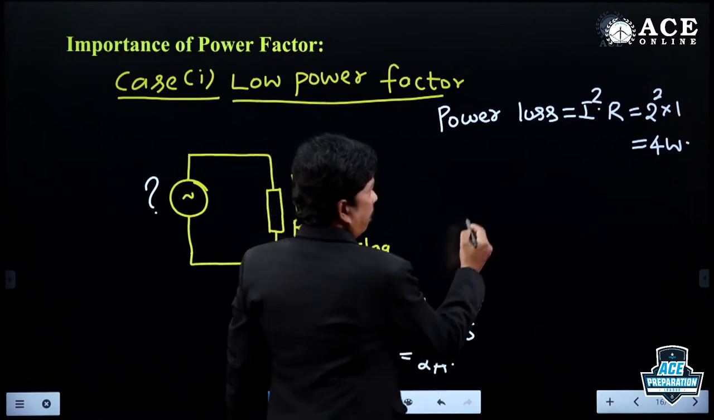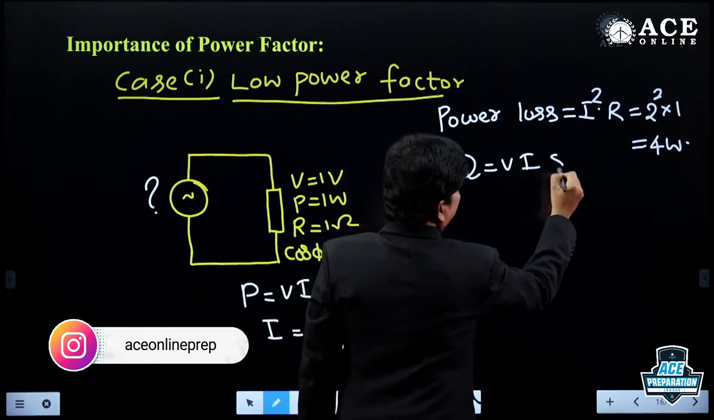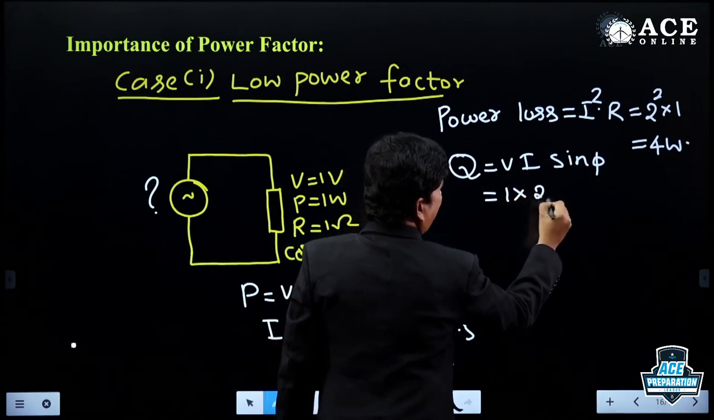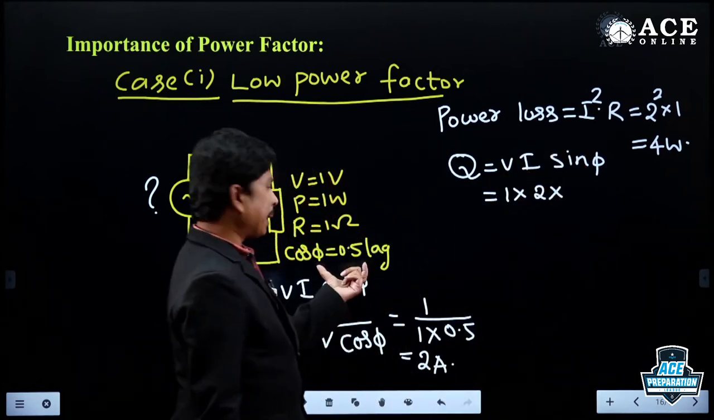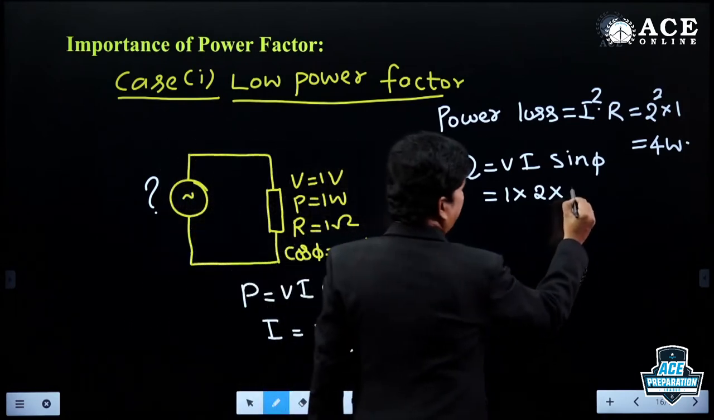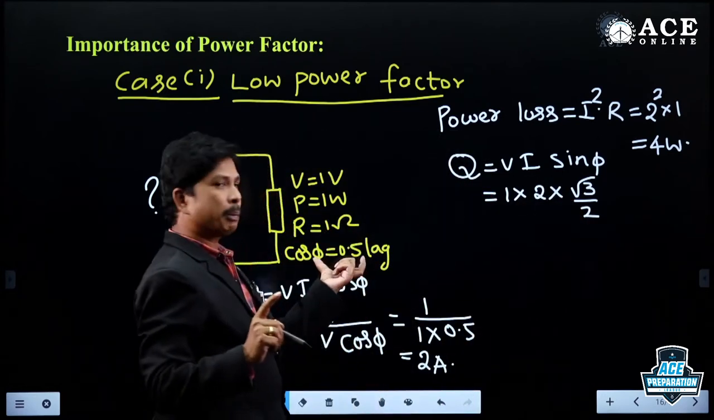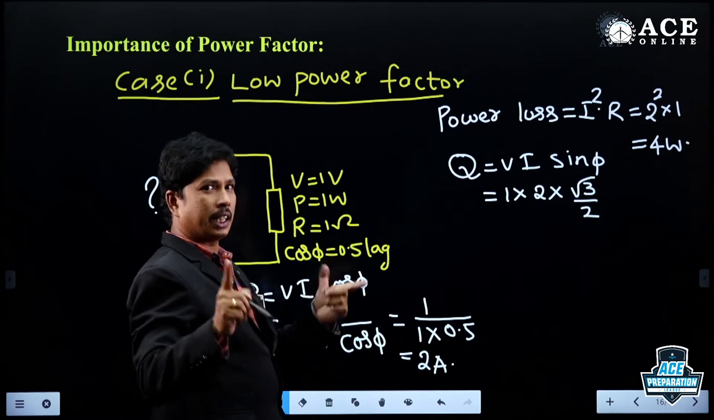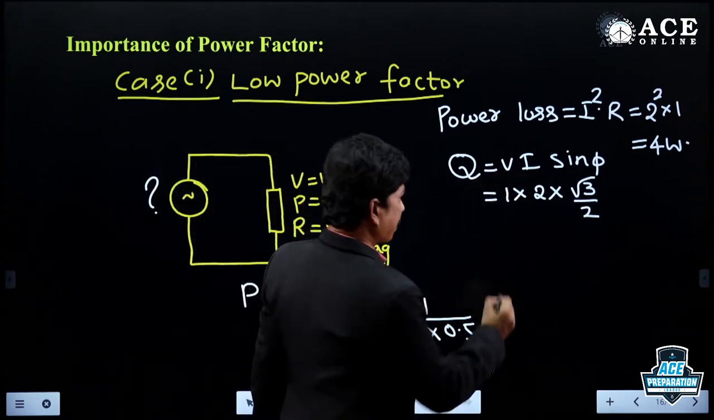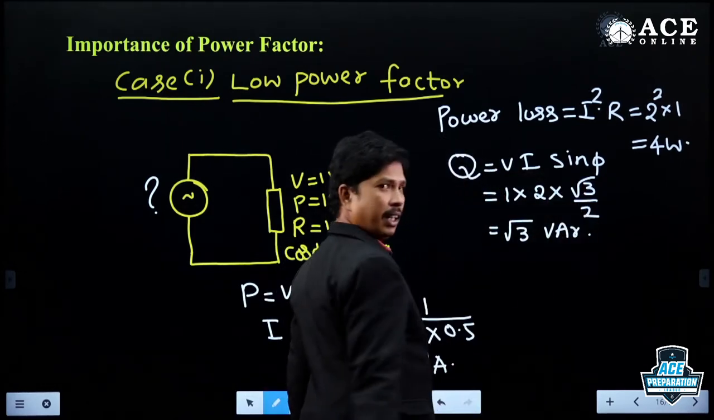Right? Now, we can calculate the reactive power also. What is the reactive power? Q is equivalent to VI sin phi, where V is 1 volt, I is 2 amperes. When cos phi is 0.5, the angle will be 60 degrees, so sin 60 will be root 3 by 2. I am writing here directly, don't forget about that one. Cos 60 is 1 by 2, so I am calculating sin 60 there. Sin 60 is root 3 by 2. So it will be root 3 volt ampere reactive.